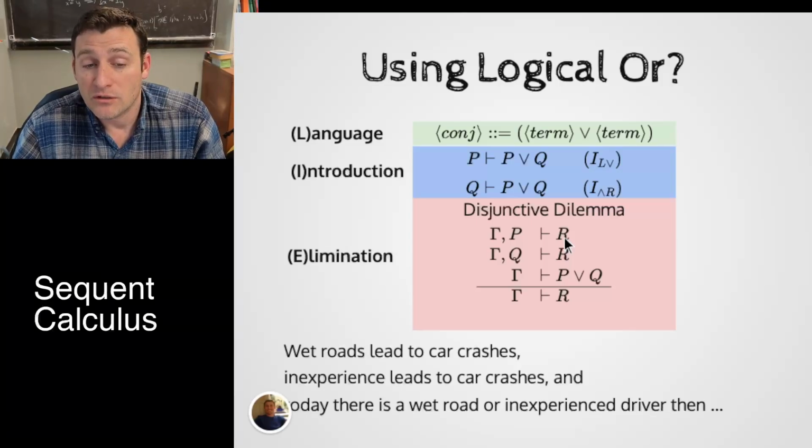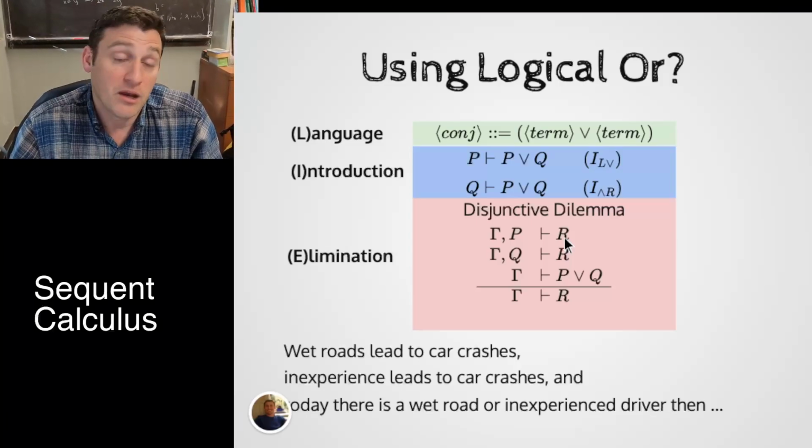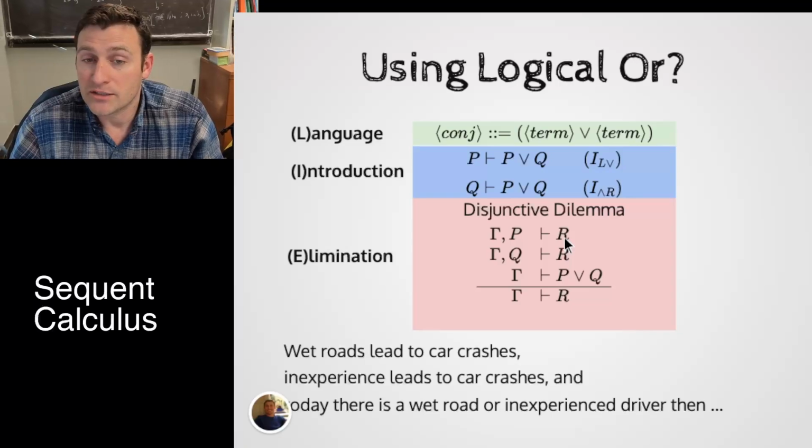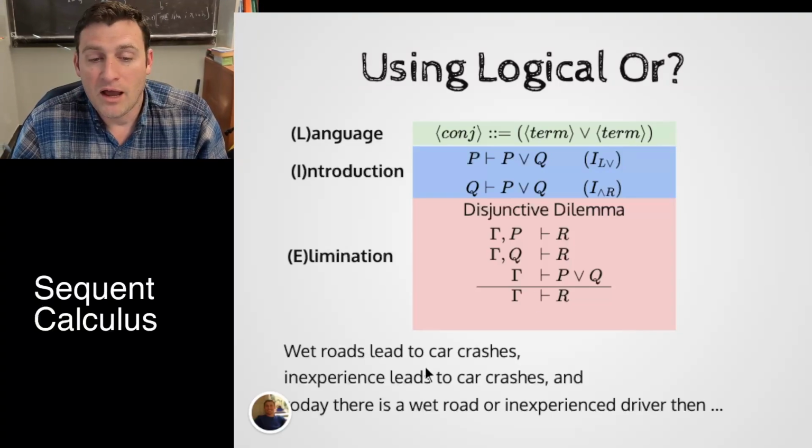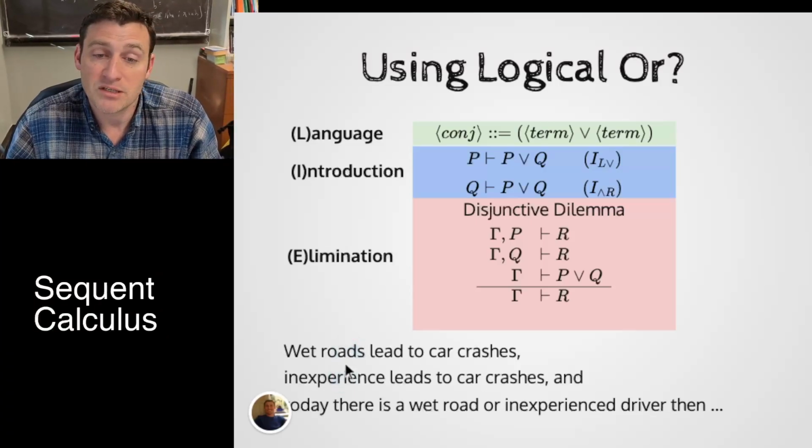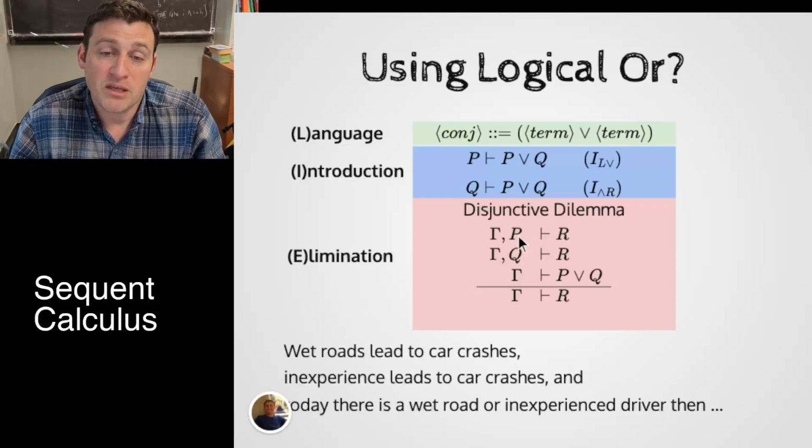Wet roads lead to car crashes. Inexperience leads to car crashes. Notice I've set myself up for a disjunctive dilemma. I have car crashes as my R, and I have two separate premises. One is wet roads and one is inexperience. So these are my P's and my Q's.